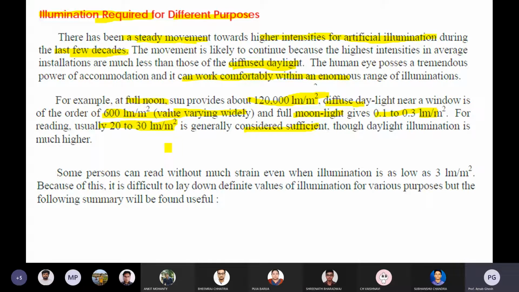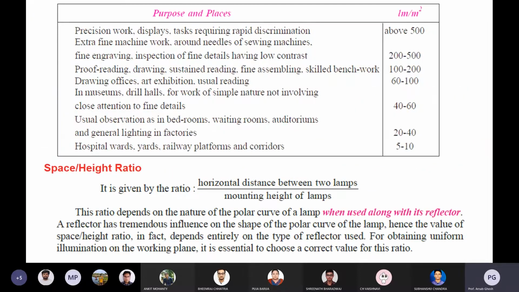There are some tables given. From the table we can understand for which purpose of work how many lumen per meter square are required. For precision work, very smooth work, display, all those tasks that require rapid discrimination, a minimum of 500 lumen per meter square is required. It's above 500 lumen per meter square.